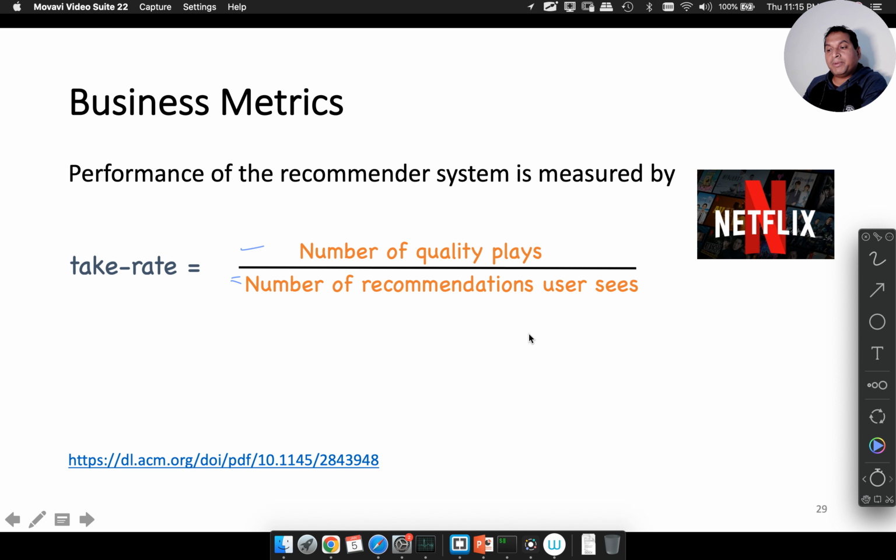Here the quality play is defined as the user playing a particular recommendation beyond a certain amount of time, or probably has seen a certain number of episodes. Netflix uses take rate because it has realized that a higher take rate means higher total streaming hours or lower subscription cancellation rates.